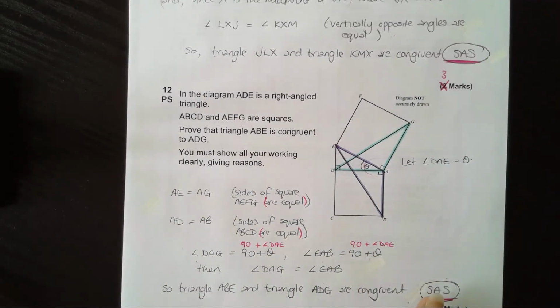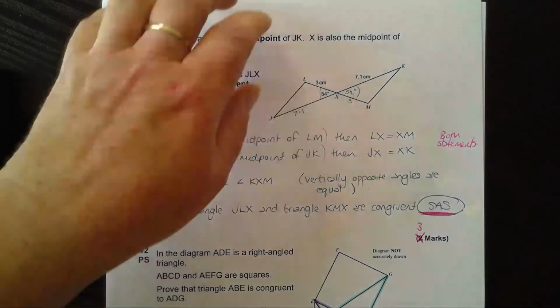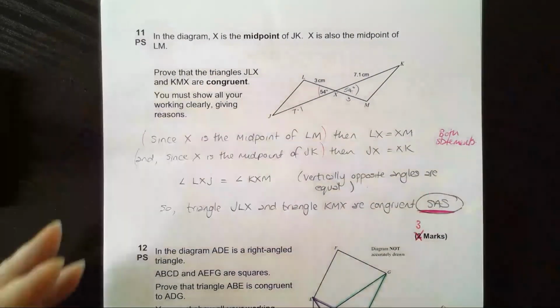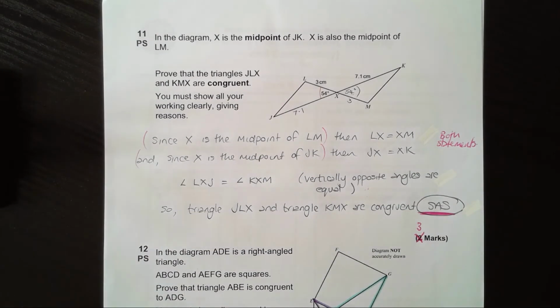Question 11 then. We're on to the more difficult of the congruency proofs. More difficult because of the way you're expected to write them down. So these require a certain geometrical language in order to get the marks.